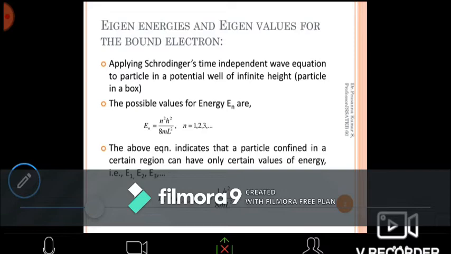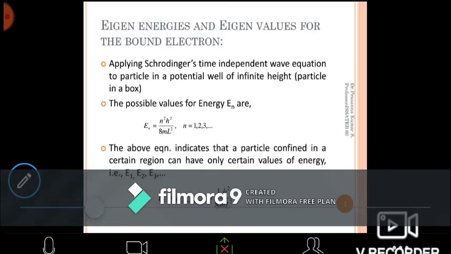Now, even an electron in the lowermost energy state, that is n equal to 1, has a definite positive value for the energy. So it is not zero. According to classical mechanics, the energy of the particle sitting in its lowermost energy state will be zero. But according to quantum mechanics, it is not zero. It has a certain minimum energy.